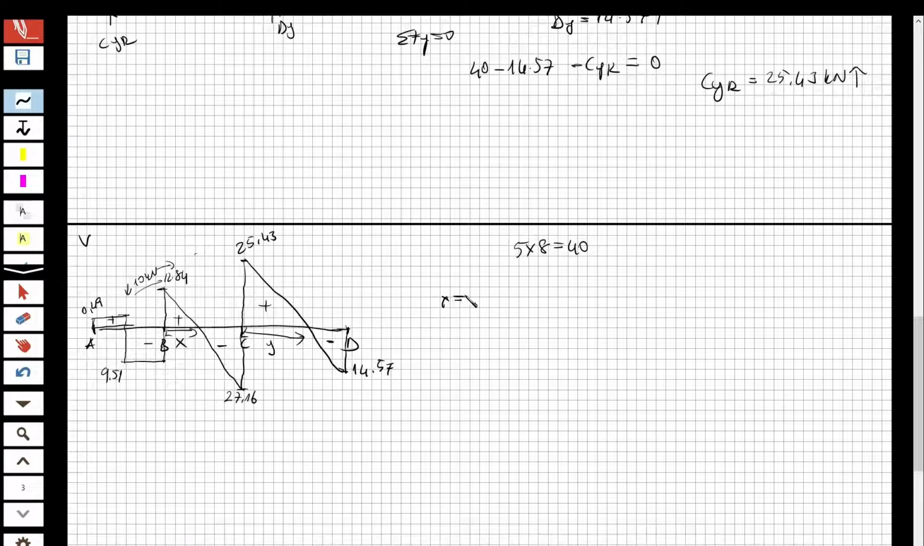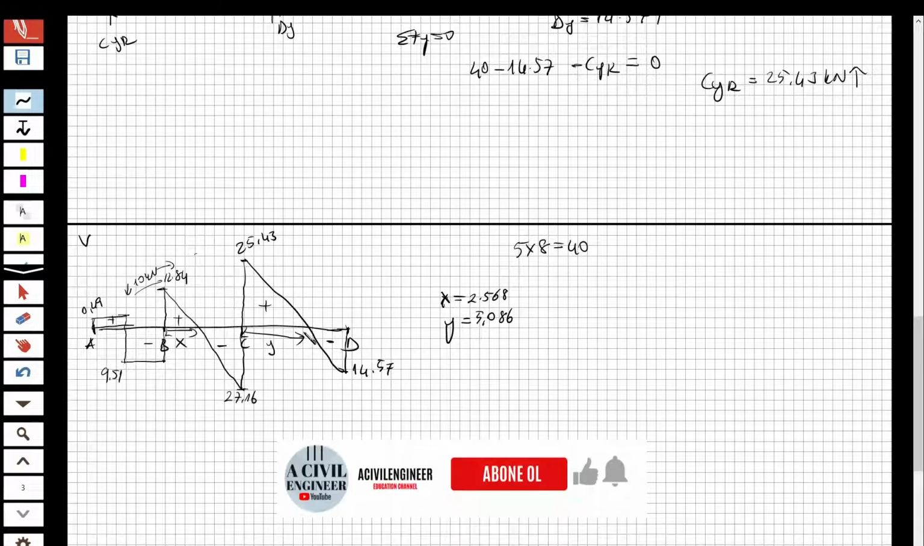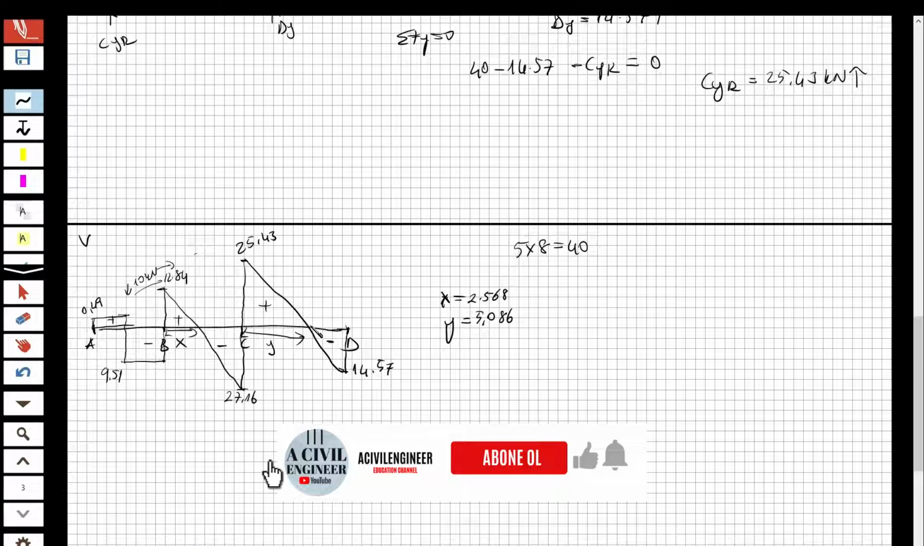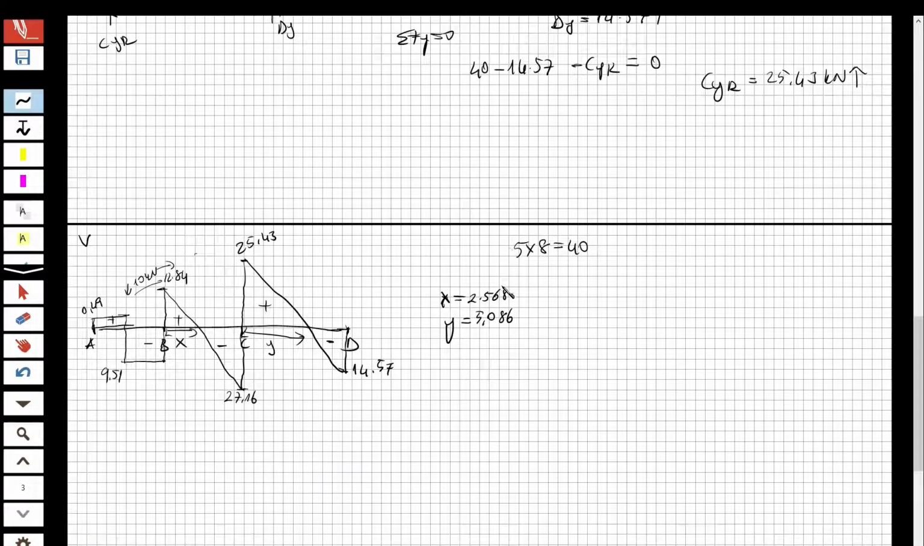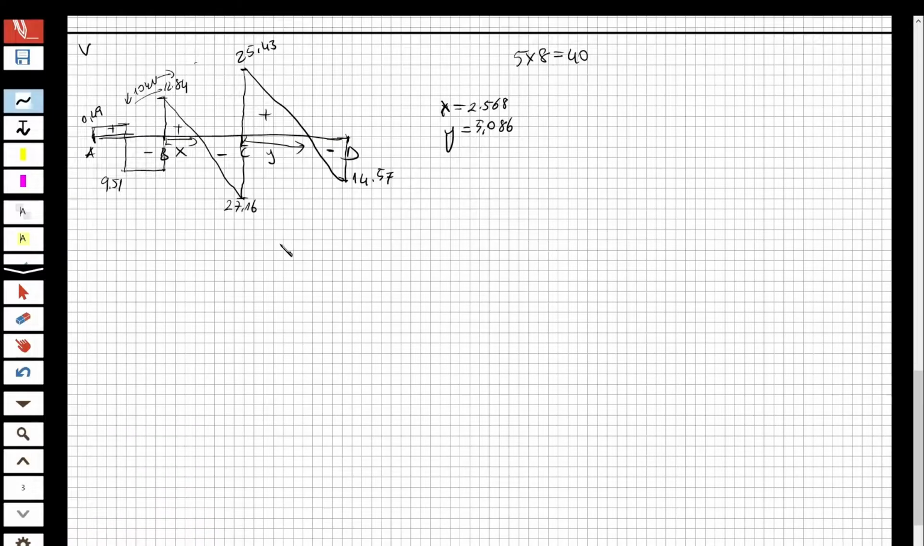So x is equal to 2.568. Okay, and y is equal to 5.086. Now I have two points where the shear force is 0 and the moment is at its maximum. Okay, so now let's also draw the moment diagram.